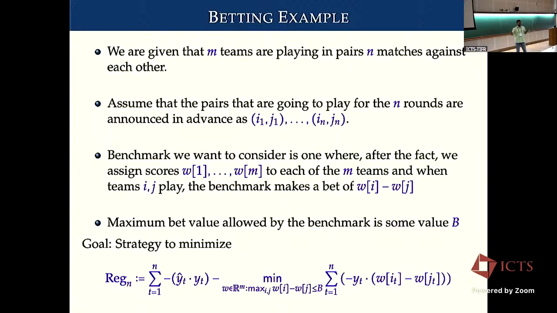If I knew all the n games that happened between these pairs, then for each team among these m teams, I choose a score for them. Let's call that W1 through WM. And whenever teams I and J play against each other, I'm going to bet the amount given by Wi minus Wj, meaning the magnitude of my bet is the magnitude of Wi minus Wj. And which team I'm going to bet on depends on whether the score of I is larger than J or not.